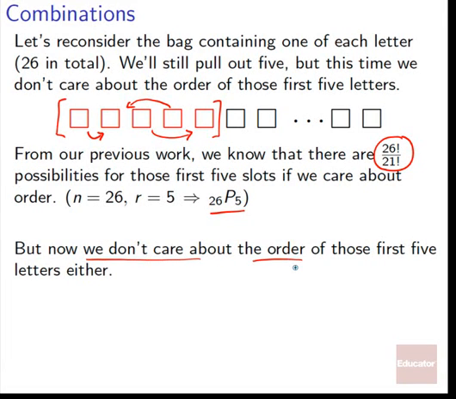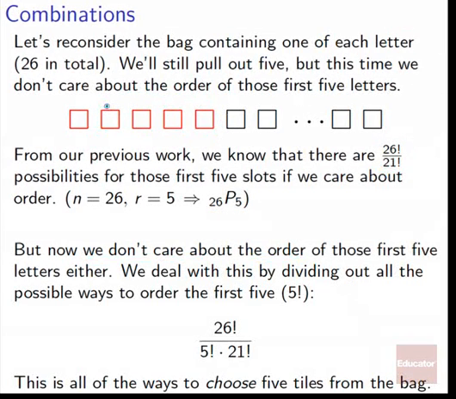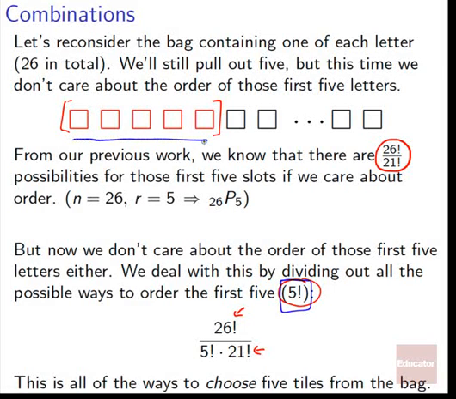So we no longer care about the order of those first 5 letters. How can we get rid of it? How can we wind up letting these things move around and having it be the same from our point of view? We divide out the number of ways we can order those first 5 letters. So the number of ways we can order 5 things is 5 factorial. So we divide what we have for the number of ways we can pull out these first 5 letters with order by 5 factorial. The number of ways we can have those first 5 letters with order is 26 factorial over 21 factorial. And then we just figured out that the number of ways we can order these first 5 letters is 5 factorial, so we divide by a further 5 factorial. So 26 factorial divided by 5 factorial times 21 factorial.